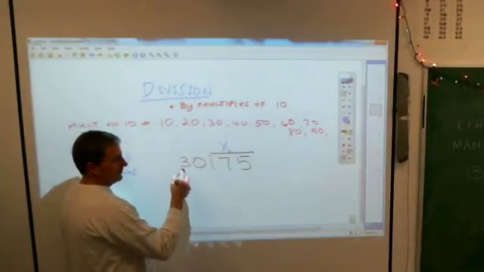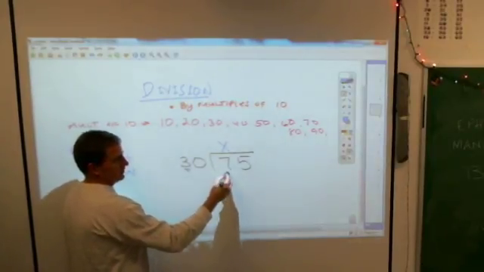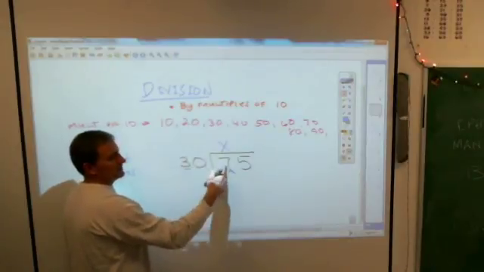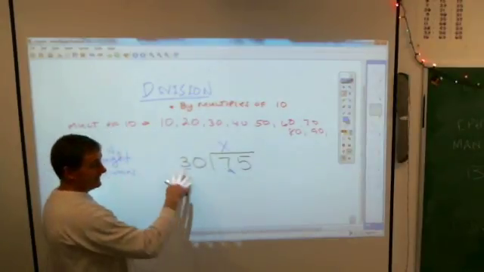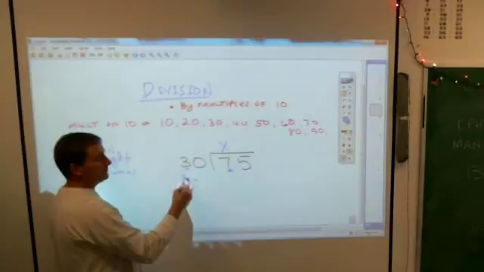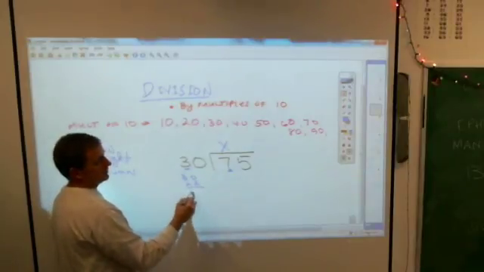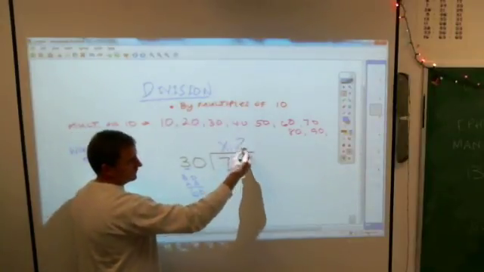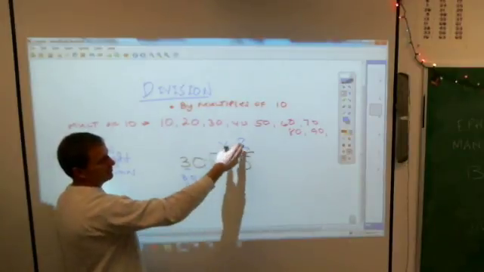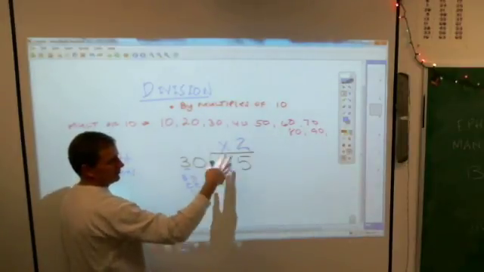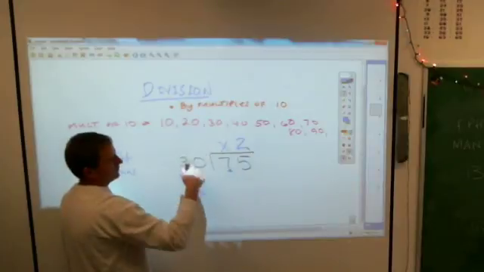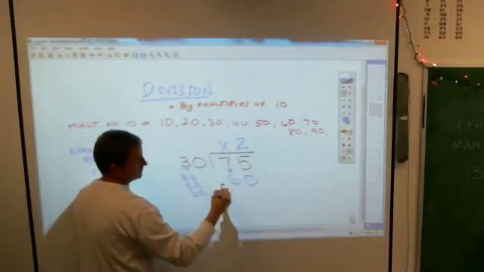Another way you might want to think about it is if you just look at this first number and this first number, how many times will 3 go into 7? Twice. That is probably how many times, 30 times 2, which is 60. Put my 2 up there. I didn't put my 2 up there right away because what if it was wrong? I wouldn't have to erase it. I can check it over here. 30 times 2 is 60.